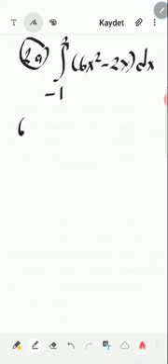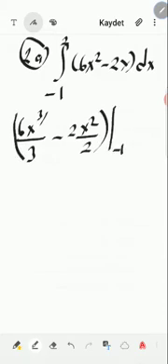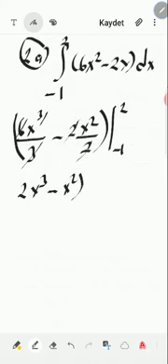6x to the 2 we can integrate such that 6x cubed over 3 minus 2x to the power 2 over 2. This is our function. We will substitute for upper and lower limits. We have a cancellation here. We got 2x cubed minus, we have another cancellation, x to the power 2.